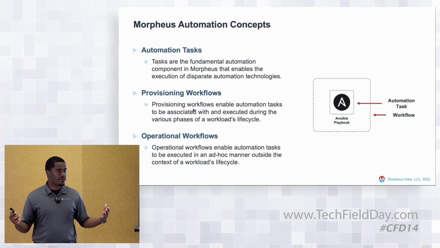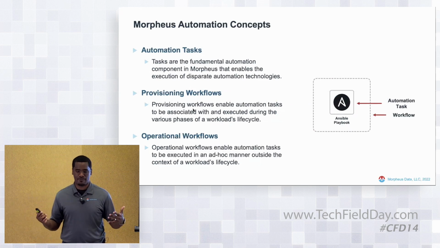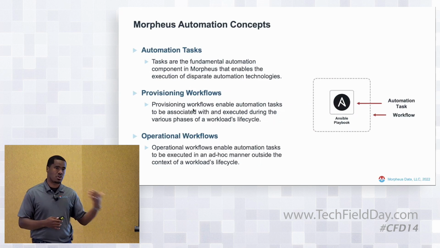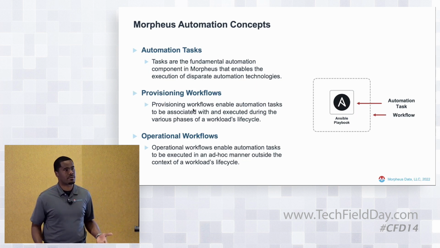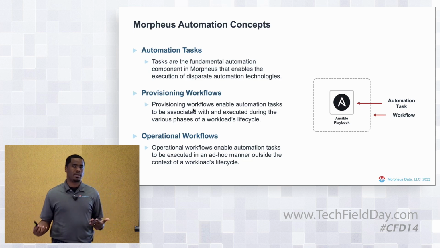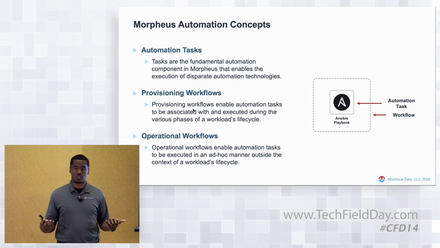So, quick overview of concepts or constructs within the Morpheus platform. We have automation tasks, which are hooks into automation. So think Ansible playbook or Python script, your shell script, bash script. We also have the ability to aggregate those into what we term as workflows.